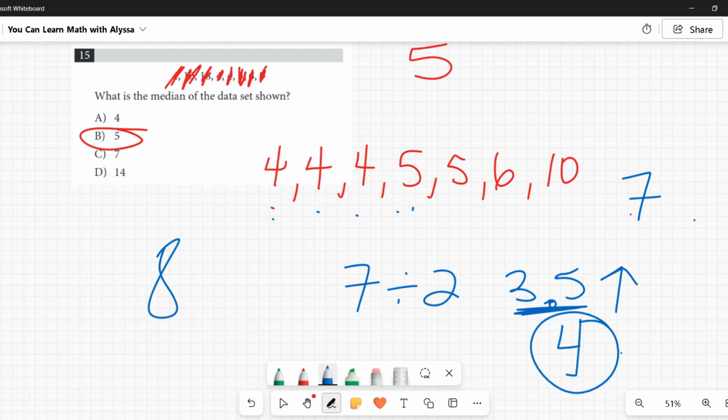Again, if it was even, 8 divided by 2, you get 4. You go up 1 number, and that's the 5th number. Those are the 2 numbers that you average together to get the median. But again, in this case, it is B, 5.